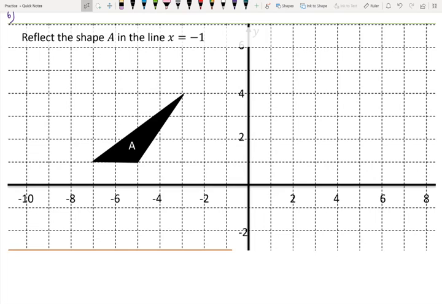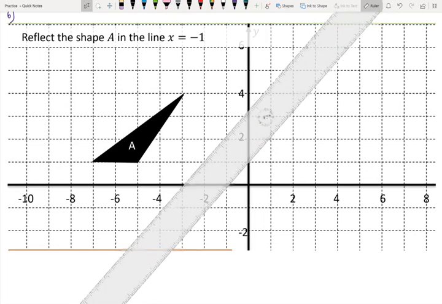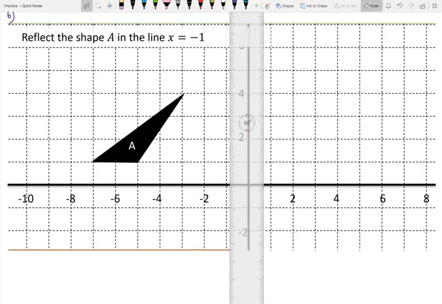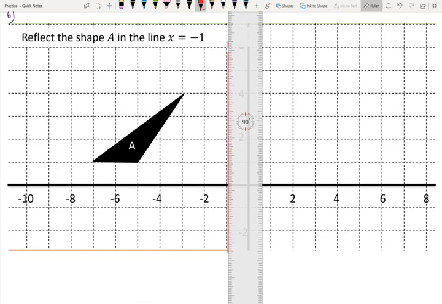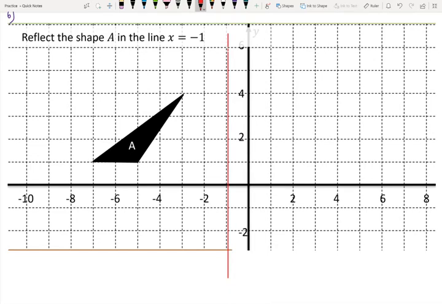Coming to number 6, reflect the shape A in the line x equals -1. So first you have to draw the line x equals -1, and this is x equals -1. It's the line which is parallel to the y-axis and intersecting the x-axis at -1.